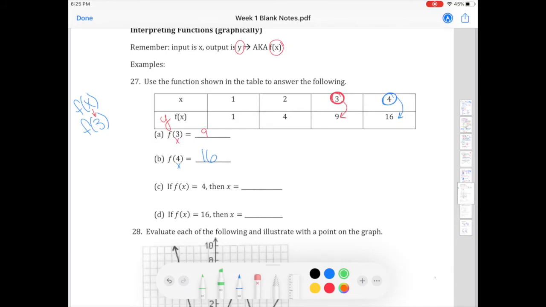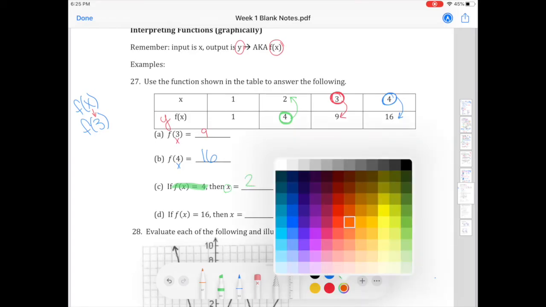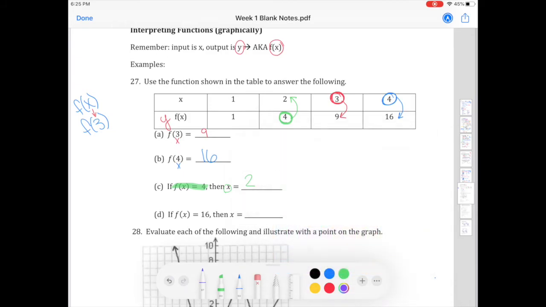Now this next example might kind of clear up why people might get confused on a question like this. So for part C, it says if f of x is 4. So we're not looking at the x row anymore. We're looking at the f of x row. And we're trying to find 4. So 4 in the f of x row is right there where I circled in green. And it's asking me what the x value is. So I'm going to say that for an output of 4, my input is 2.